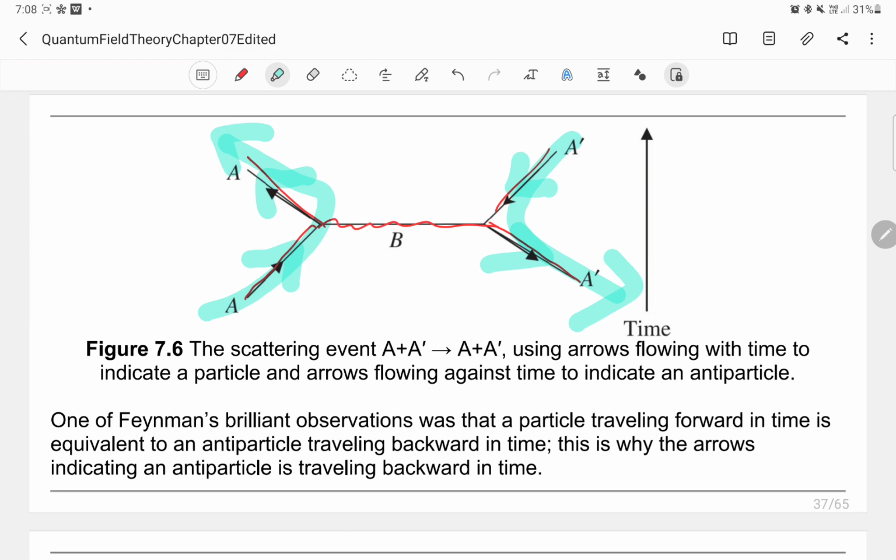So that's the scattering event of A plus A prime going to A plus A prime, using arrows flowing with time to indicate a particle and arrows flowing against the time to indicate an antiparticle. One of Feynman's brilliant observations was that a particle traveling forward in time is equivalent to an antiparticle traveling backward in time. This is why the arrows indicating an antiparticle are traveling backward in time.